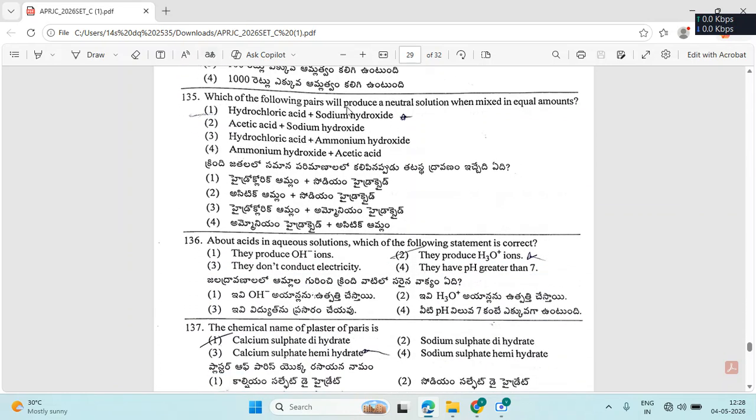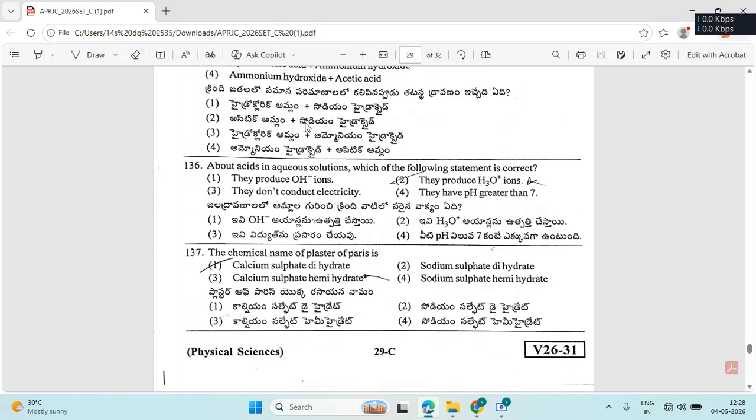Which of the following pairs will produce a neutral solution when mixed in equal amounts? Hydrochloric acid plus sodium hydroxide, acetic acid plus sodium hydroxide, hydrochloric acid plus ammonium hydroxide, ammonium hydroxide plus acetic acid. The correct option is 1. Hydrochloric acid plus sodium hydroxide is the answer.